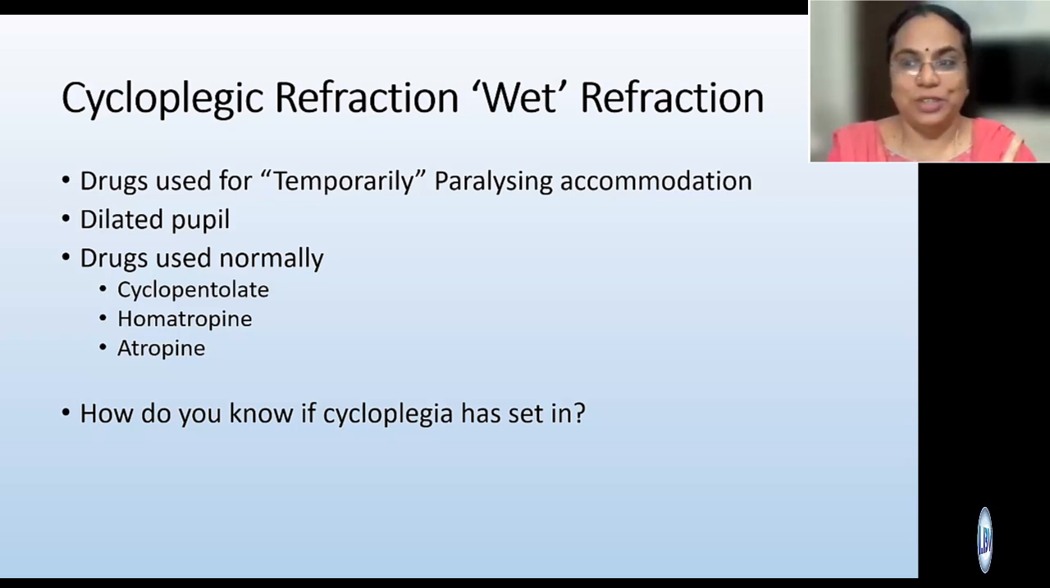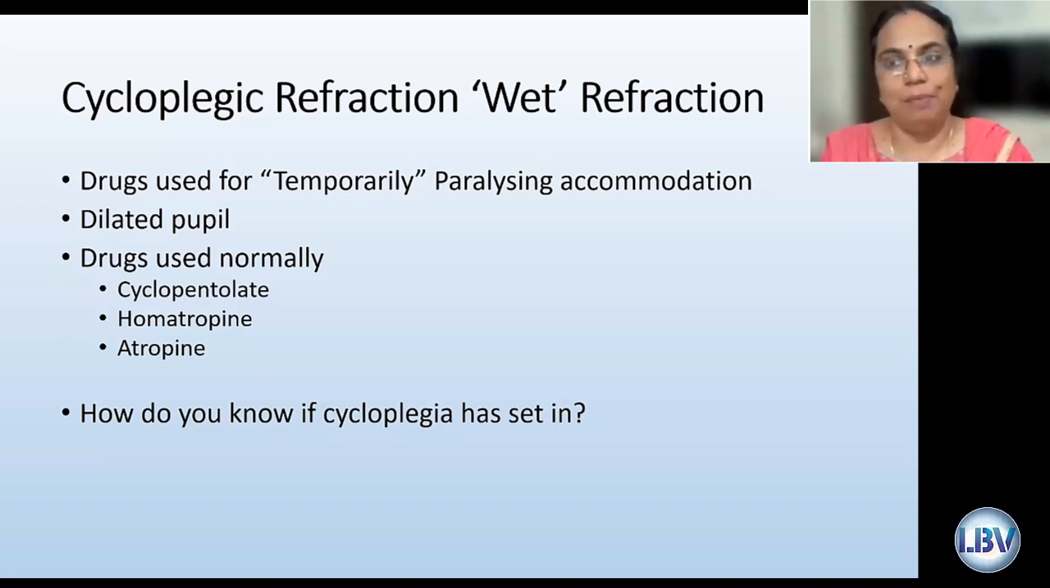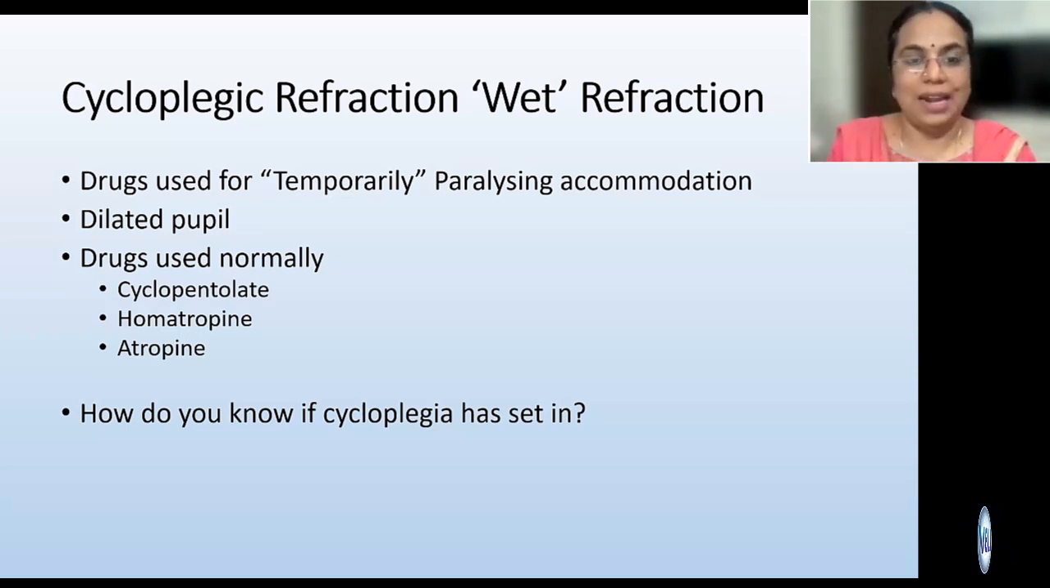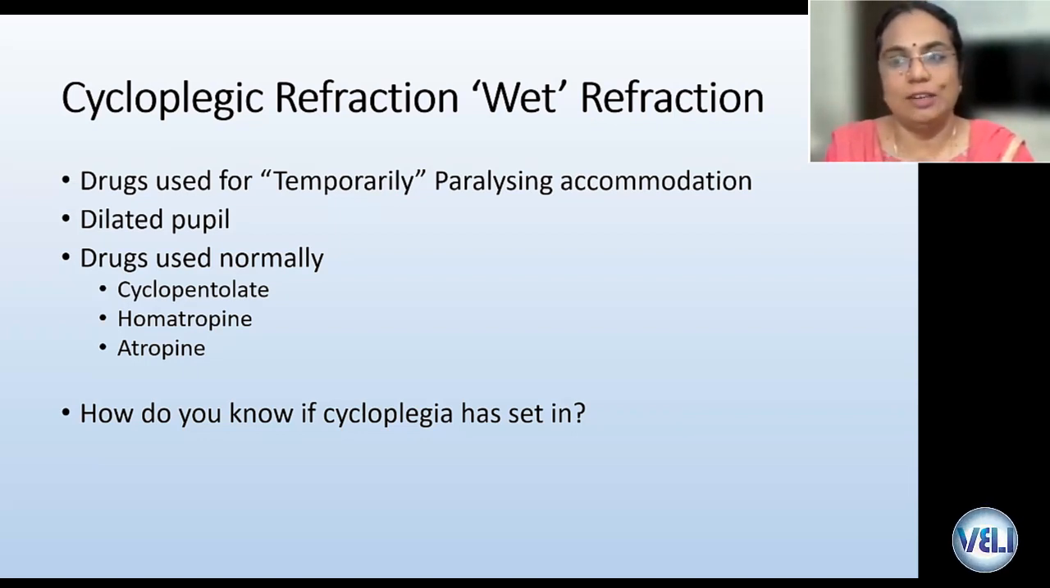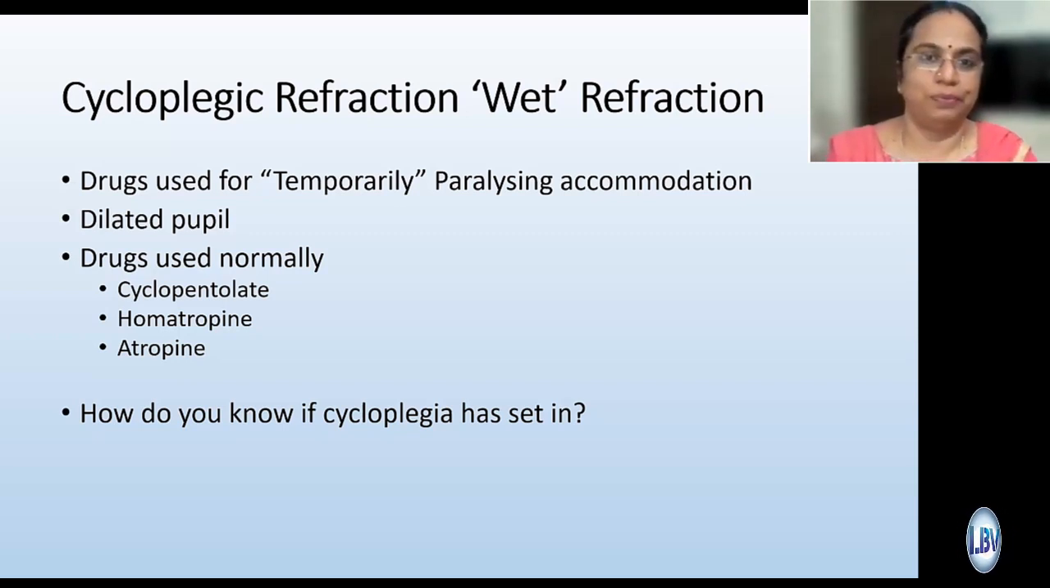So what I was taught is to put a +3 diopter lens. Now, if the accommodation is temporarily paralyzed, when I put a +3 diopter lens, I should be able to see any near target only at 33 centimeters or longer than that. If I'm able to see the target clearly even closer than 33 centimeters, then I know that the paralysis of accommodation has not set in and the cycloplegia has not set in, right? So then I need to wait a little longer and repeat this before I actually do the retinoscopy, okay?